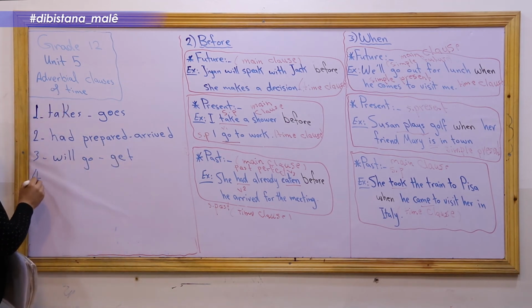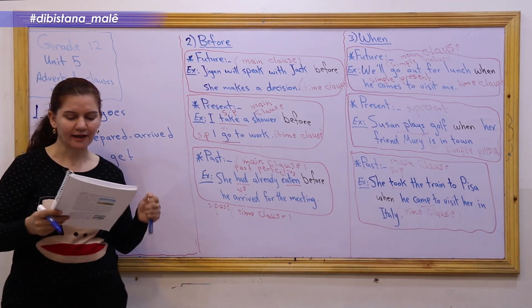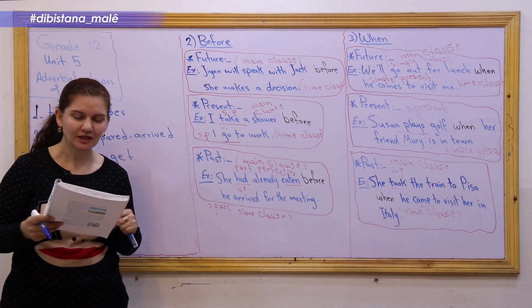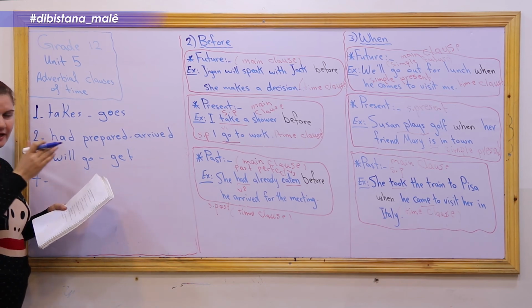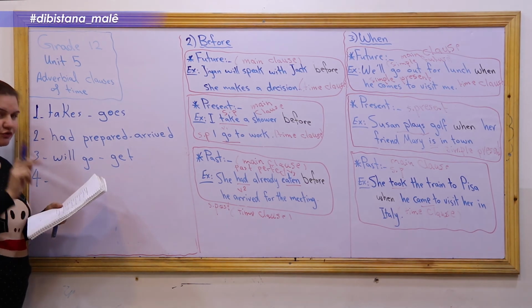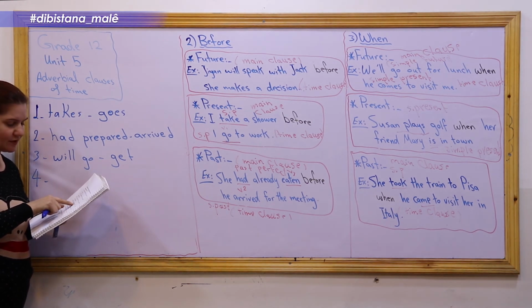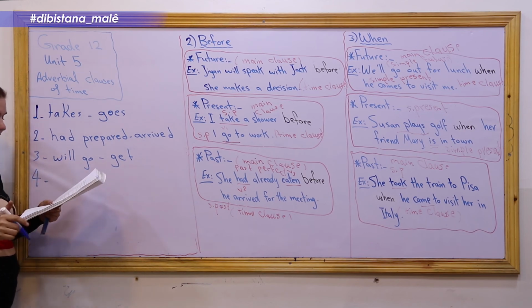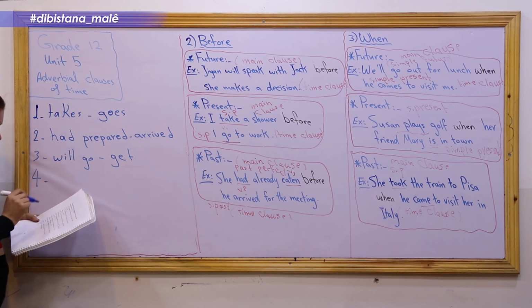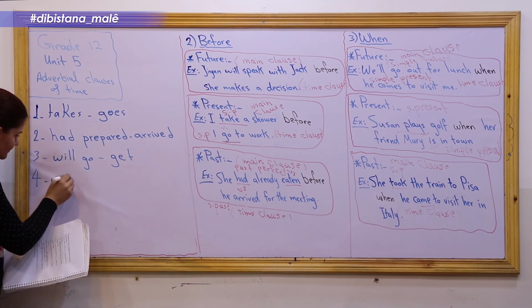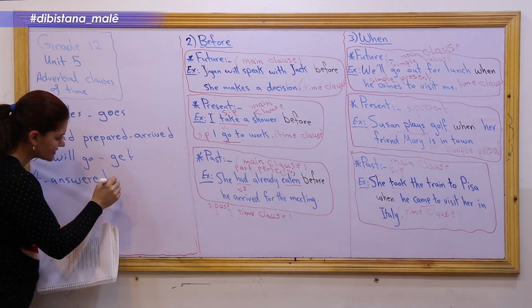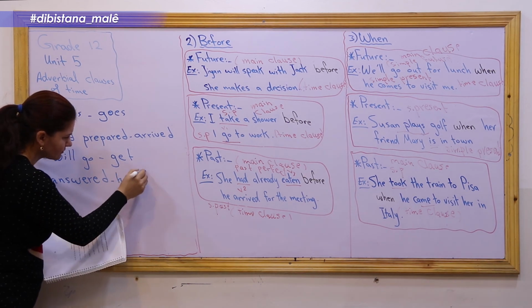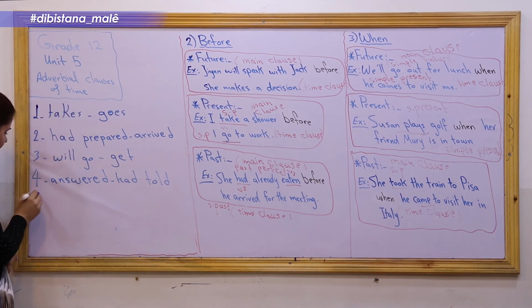Get. Number 4: Before I answer his question, he tell me his secret. Here we have the time clause at the first of the sentence, and again, don't forget, we put a comma after it, then we have the main clause. So the time clause should be in the simple past: I answered. And the main clause should be past perfect: had told.